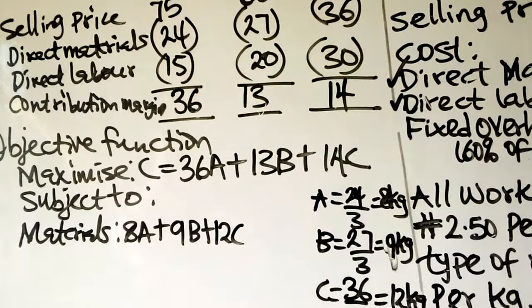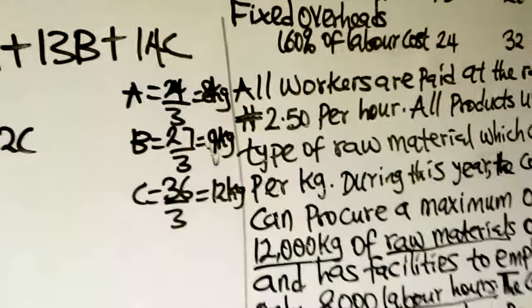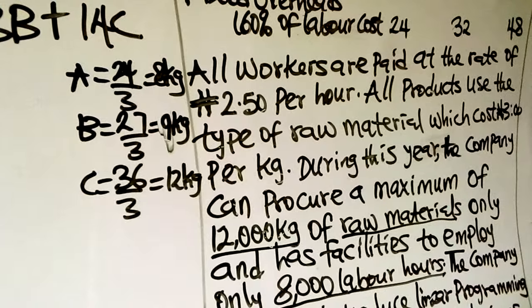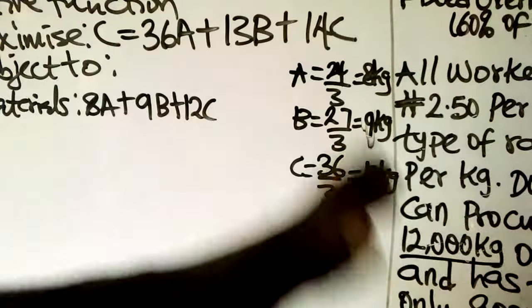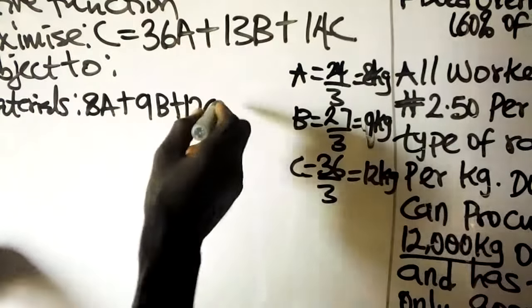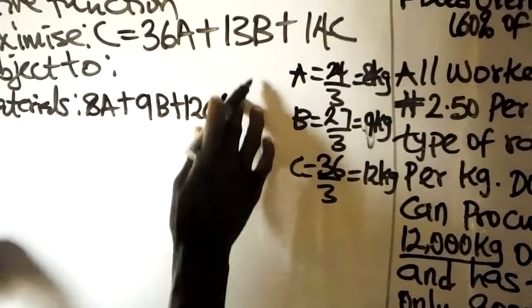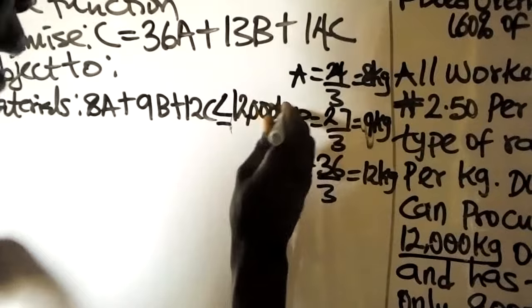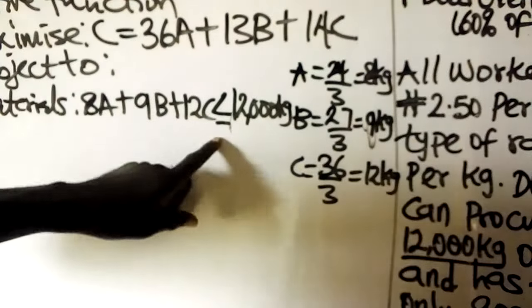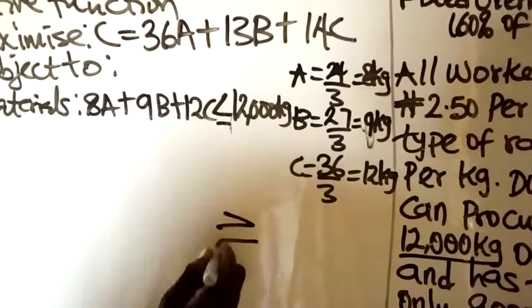Now, you were told the maximum materials available that the company can procure is 12,000 kg. Maximum. You cannot have above 12,000. Since it is a maximum of 12,000 they can procure, you can't have more than 12,000. So you use less than or equal to 12,000 kg for materials.